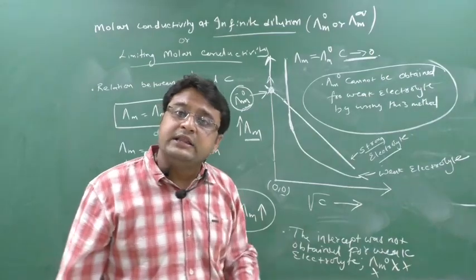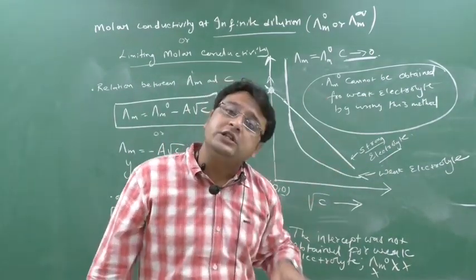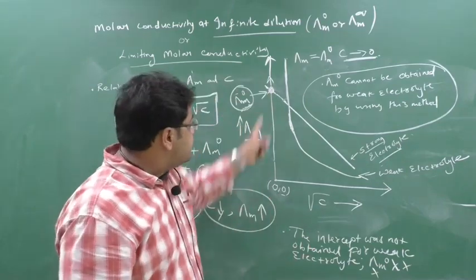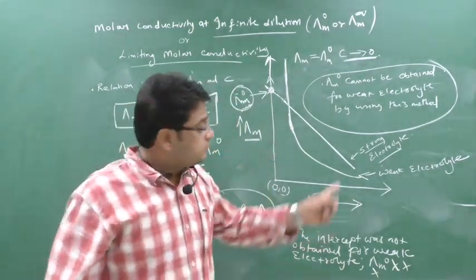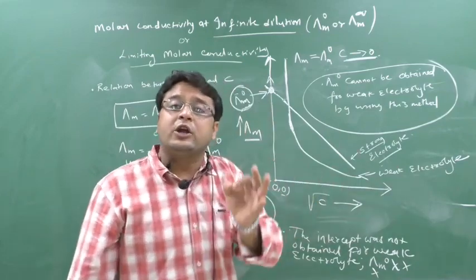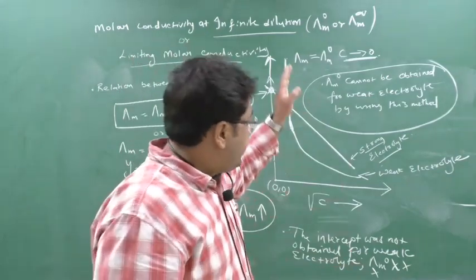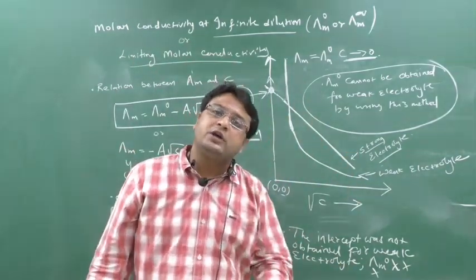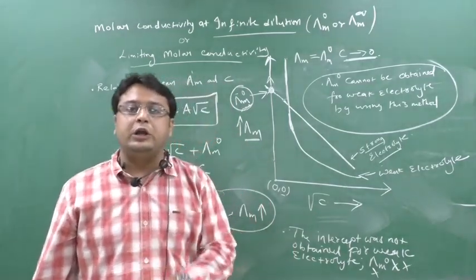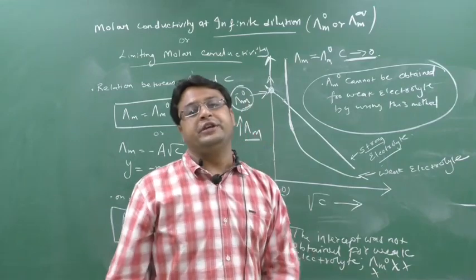We can also determine the lambda m naught value for a strong electrolyte using Kohlrausch's law. But by the graph method we cannot obtain the lambda m naught value for a weak electrolyte; we can only obtain it for a strong electrolyte. Clear? So when we cannot obtain the lambda m naught value for a weak electrolyte, Kohlrausch's law has come to give the lambda m naught value for strong as well as weak electrolytes.